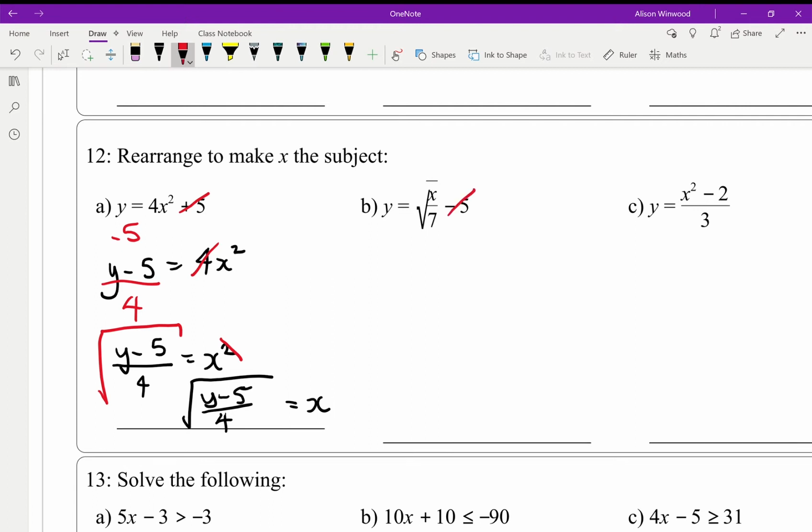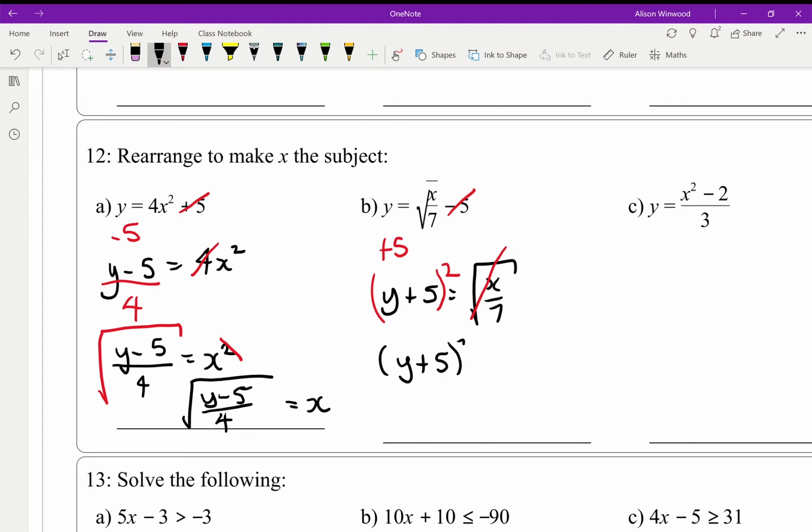Opposite of subtract 5 is add 5. So I get y add 5 equals the square root of x over 7. Opposite of square root is to square, so I need to put it in brackets and square it. And the opposite of divide is to multiply. So I get 7 brackets y plus 5 all squared equals x.